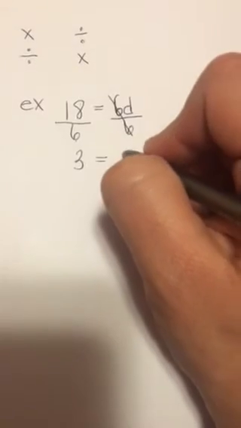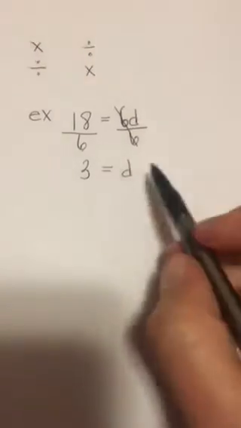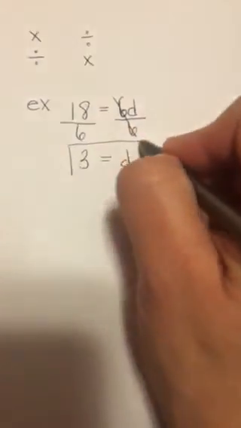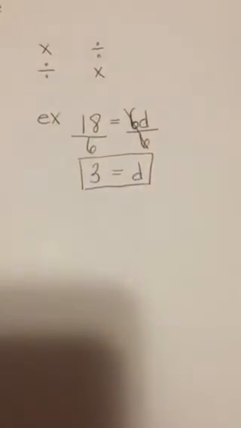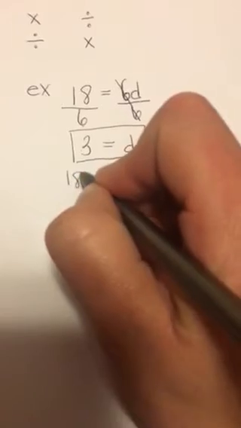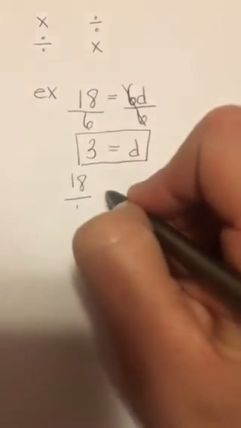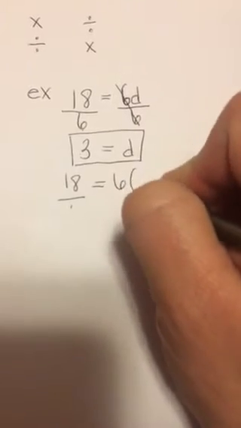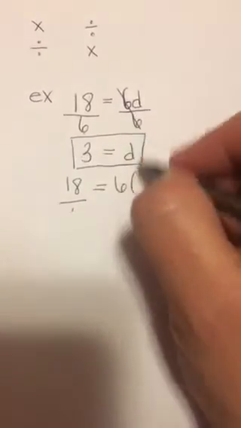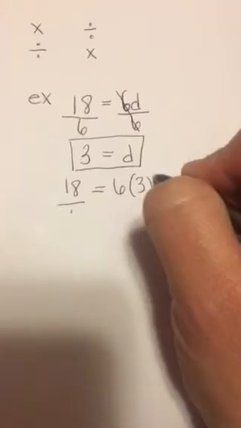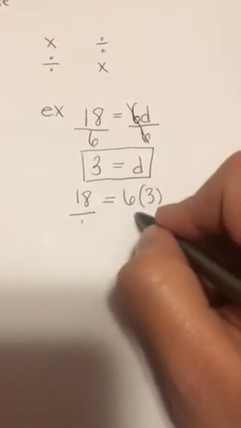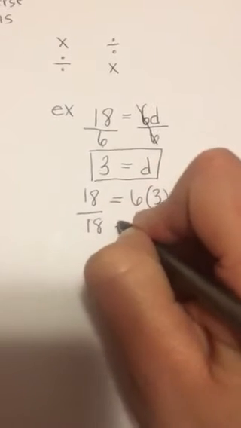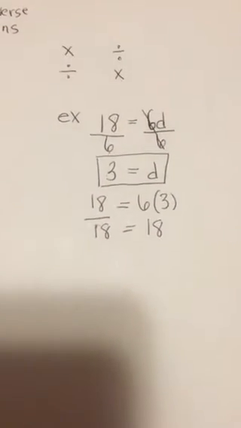And these 6's cancel each other out. So I'm left with 3 equals D. Let's check our answer. 18 equals 6. I'm going to plug in 3 for D. 6 times 3, that is 18. So 18 equals 18. My solution is correct.